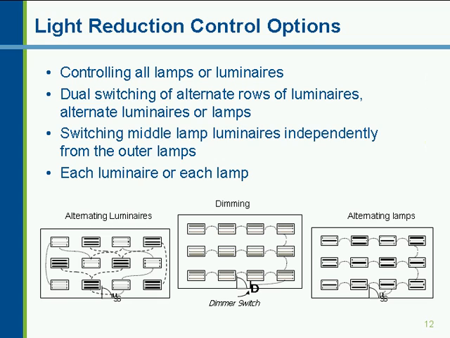The compliance of this can come in several forms. You can control all the lamps or luminaires, such as a dimming system that can dim down to at least 50%. You can have dual switching of alternate rows, alternate luminaires, alternate lamps, anything that gives you a uniform pattern down to 50%. You can also switch the middle lamp if you have, for example, 3-lamp luminaires. This would give you a 2/3, 1/3, which would comply with the requirements as well. You can also control each individual luminaire or each lamp. This would be a more expensive option, but that would comply with the requirements as well.